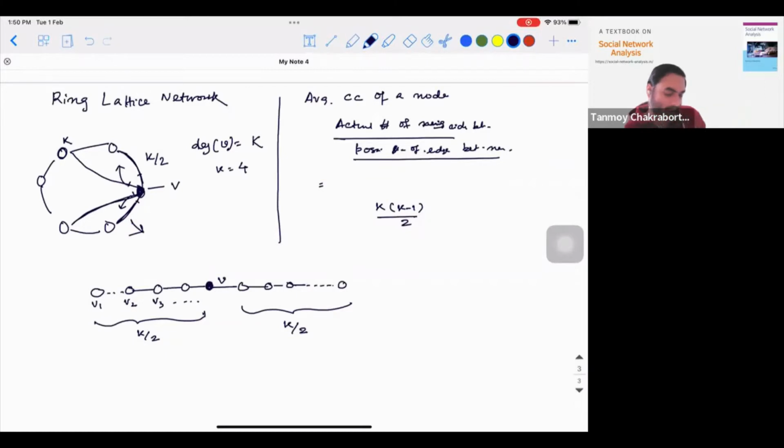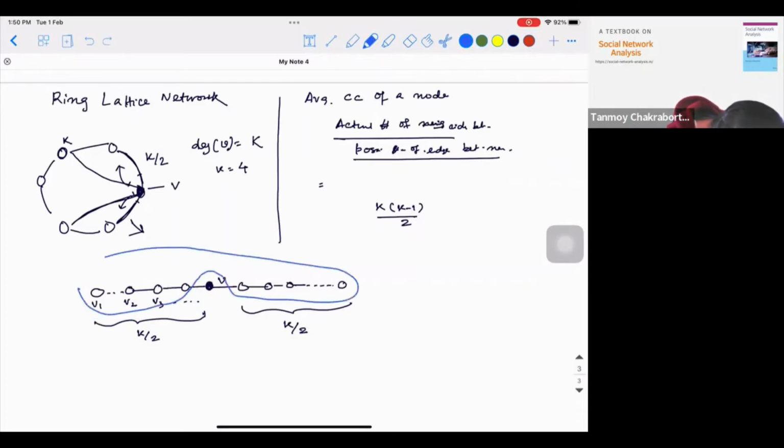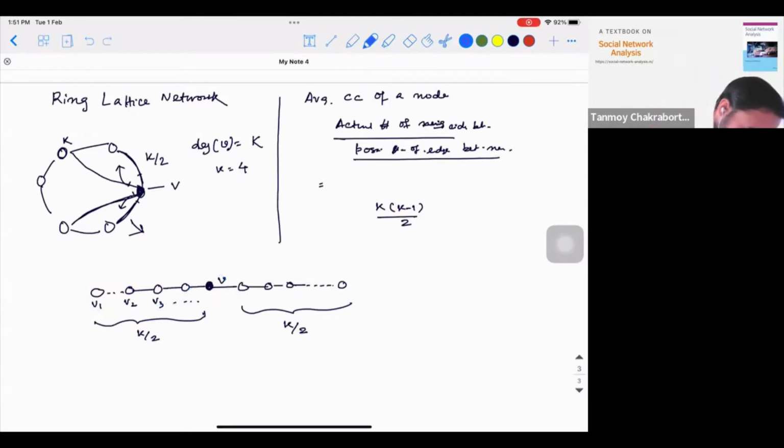Right. So now let's look at what we are interested in. We are interested in measuring the actual number of edges among this set of nodes, right? Okay. So the induced subgraph formed by the neighbors of this particular vertex. Okay, and we look at the number of edges there. So let's look at it.